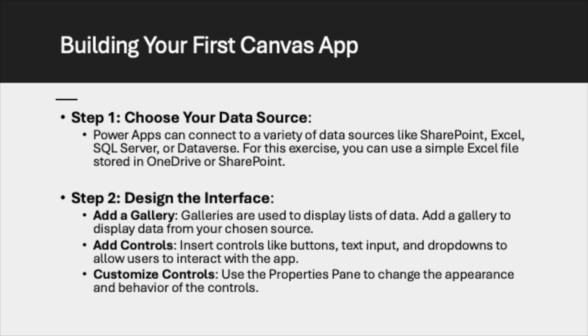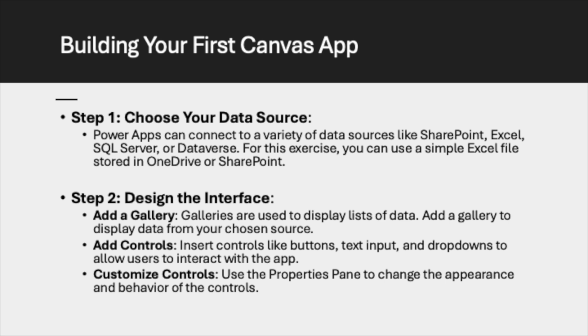Building your first Canvas app. Step 1. Choose your data source. Power Apps can connect to a variety of data sources like SharePoint, Excel, SQL Server, or even Dataverse. For this exercise, you can use a simple Excel file stored in OneDrive or SharePoint.